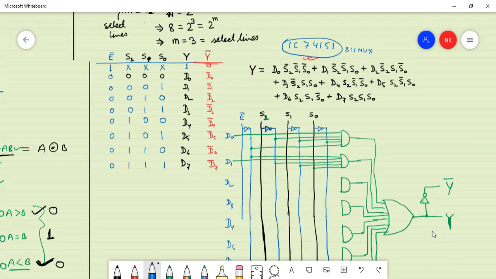Okay, so system has gone somewhat slow. Page is not moving.